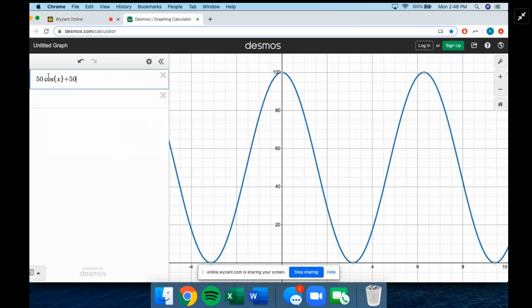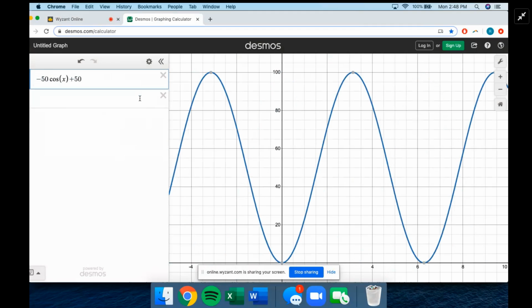We can fix that really easily by just putting a negative in front, and that will flip the entire thing upside down. So now we have something that looks quite a bit like the graph that we drew, using just the amplitude and the midline. Also important to notice here, remember back to when I said the C was the phase shift, it moves things left and right.